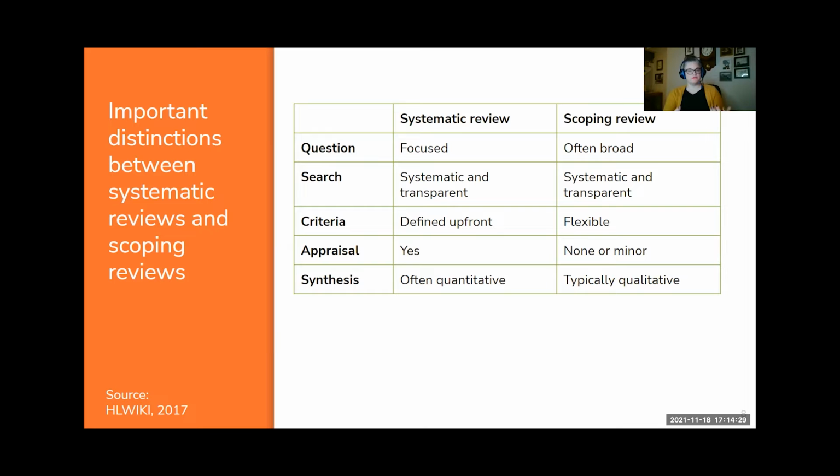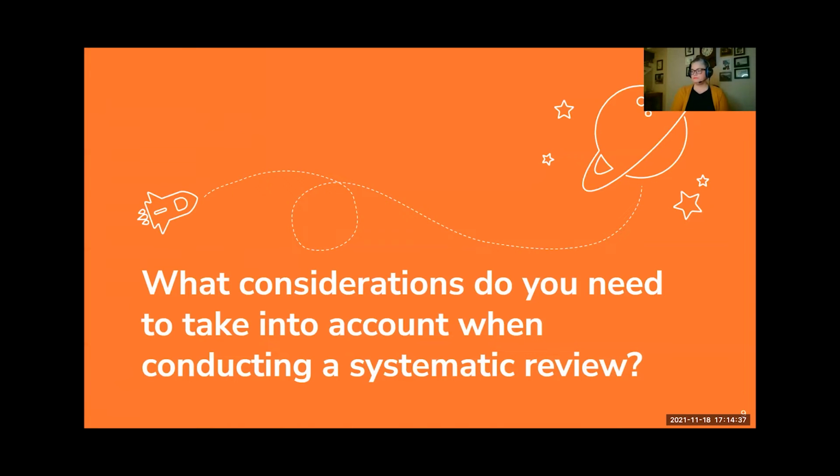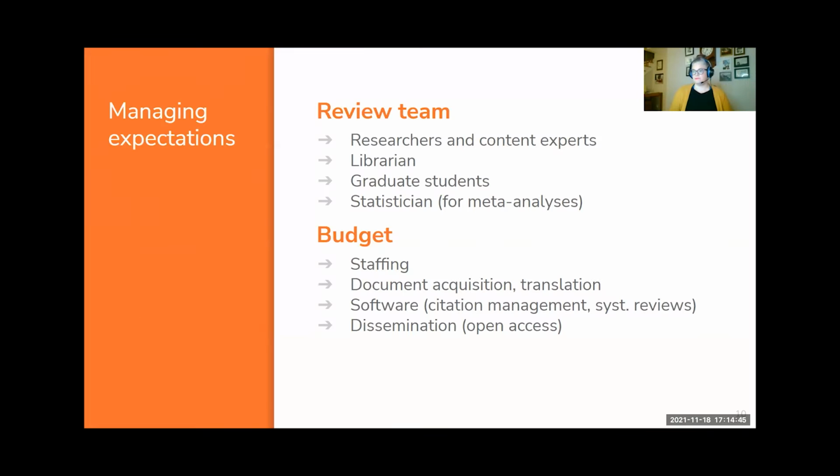The synthesis will often in a systematic review, not always, but often be quantitative, where in a scoping review, it is typically qualitative. So what are some of the considerations that you need to take into account when you're doing a systematic review? The first thing you want to do is manage expectations.